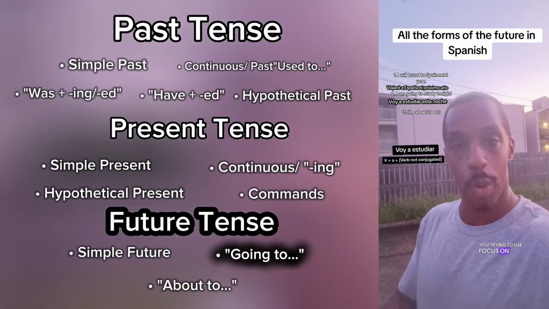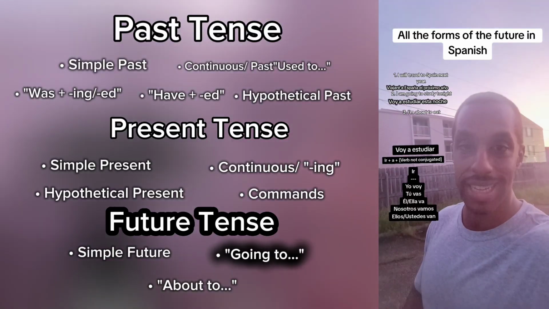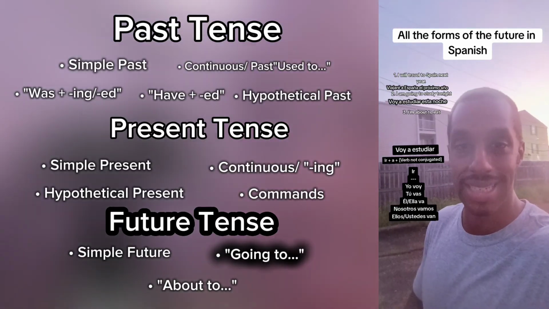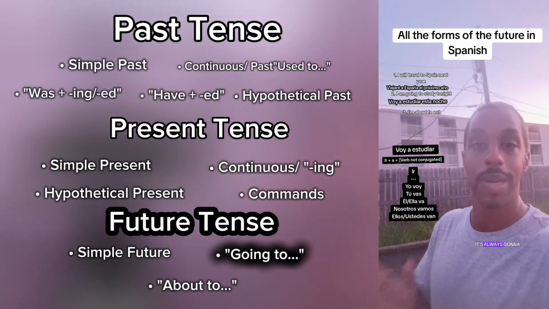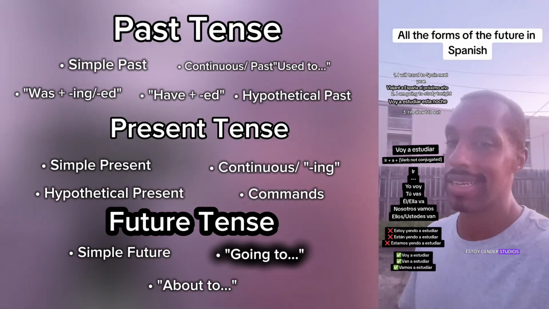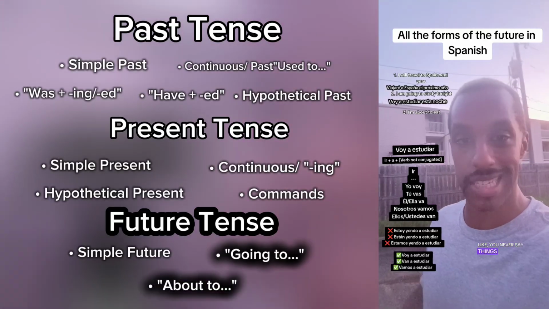Let's focus on voy, or ir. Let me show you how to conjugate that. Yo voy, tú vas, él, ella, usted va, nosotros vamos, ellos, ustedes van. Like I said, it's always going to be the present tense form of ir. You never say something like estoy yendo a estudiar, están yendo a estudiar, estamos yendo a estudiar. You never say things like that.